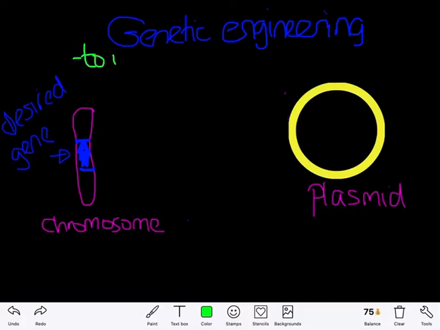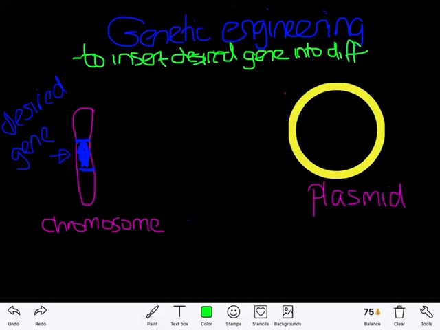Genetic engineering or genetic modification is the process of inserting a desired gene into a different organism. Generally, that organism is bacteria, because bacteria contain a plasmid, a ring of DNA that can be cut open easily and genes can be inserted into them.